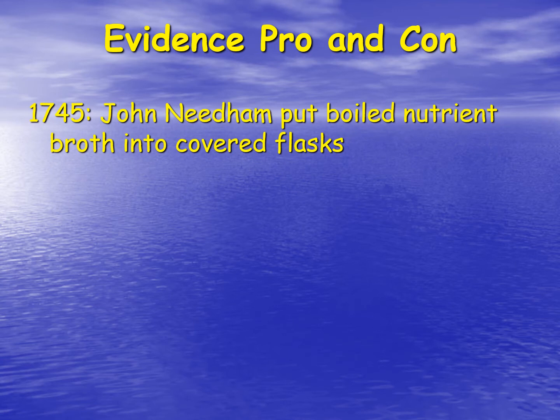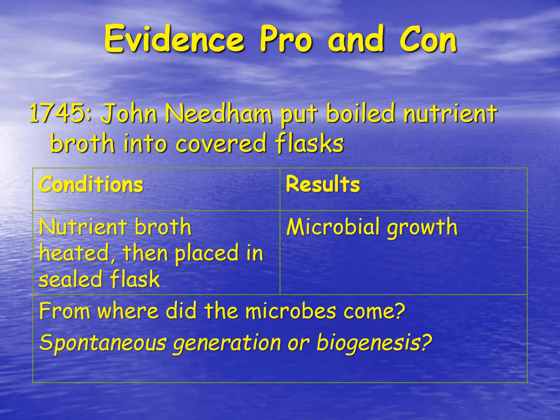So, 1745, John Needham put boiled nutrient broth into covered flasks. What he did is he took a meat broth and he boiled it. Even in the 1740s, they understood if you boiled it, you got rid of stuff. We still didn't know what microbes were, but if you boiled it, it got rid of disease-causing stuff. He then poured it into flasks and sealed the flasks, and this was his result. So he boiled the broth, then placed it in the flasks and sealed them, and what he found in a few days was that there was growth.